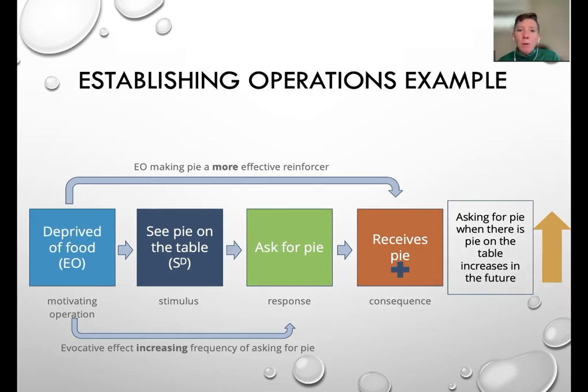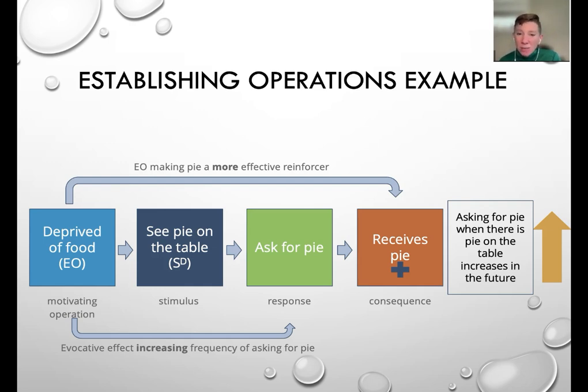So this is an establishing operation example, just to give you the converse of this. If I was very hungry, this is an establishing operation. It's going to make pie more effective as a reinforcer, and it's going to have the evocative effect of increasing the frequency of asking for pie, and increases any behaviors that have led to pie in the past. In this case, asking for pie is the thing that normally leads to pie. And it's going to increase this because I want pie, because I care about pie, because I'm hungry.